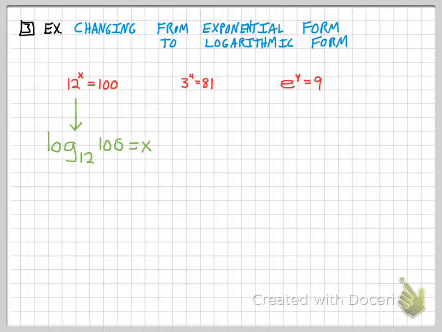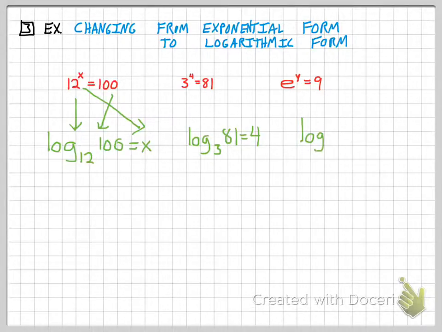The Roman numeral 9 trick works pretty well here. Think about bringing your base straight down, bringing your exponent over to the answer, and bringing your 100 into the logarithm. Second example, 3 to the 4th equals 81. The equivalent logarithmic expression would be log base 3 of 81 equals 4. So the answer to the logarithm is the exponent. Finally, e to the y equals 9: log base e of the number 9 equals the exponent, which is y.